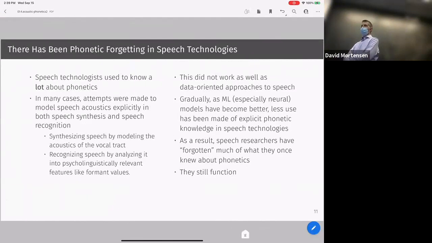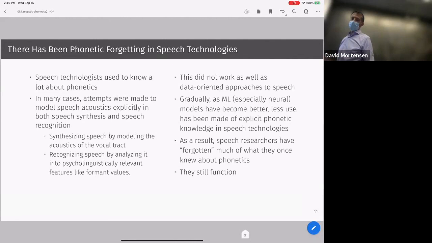So a long time ago, people who did speech synthesis and speech recognition knew a lot about phonetics and phonology, but especially phonetics. And sometimes they even tried to model things directly using phonetic knowledge. So they tried to model the acoustics of the vocal tract in order to synthesize speech, or model speech acoustics in order to recognize speech. This did not work as well as data-oriented approaches to speech.